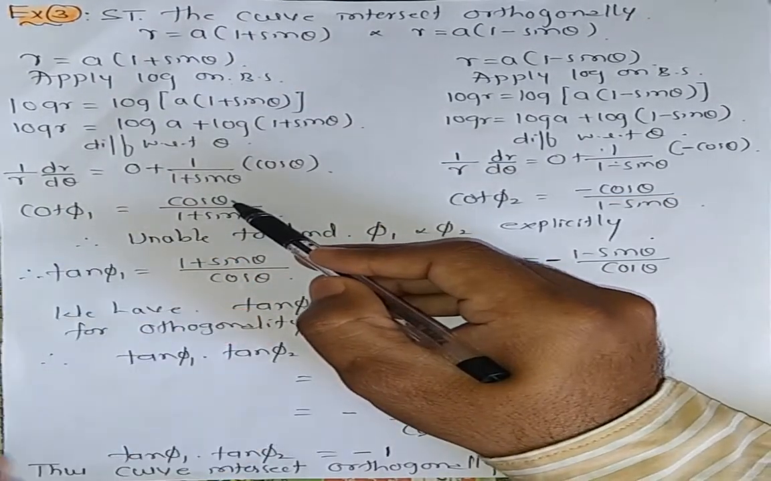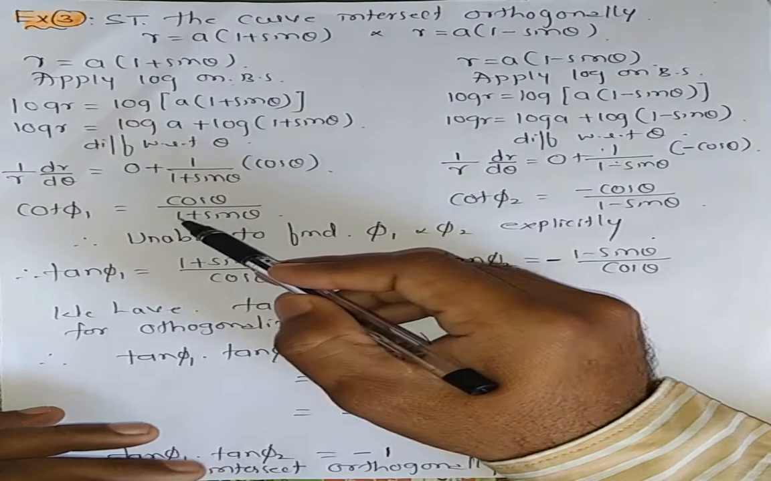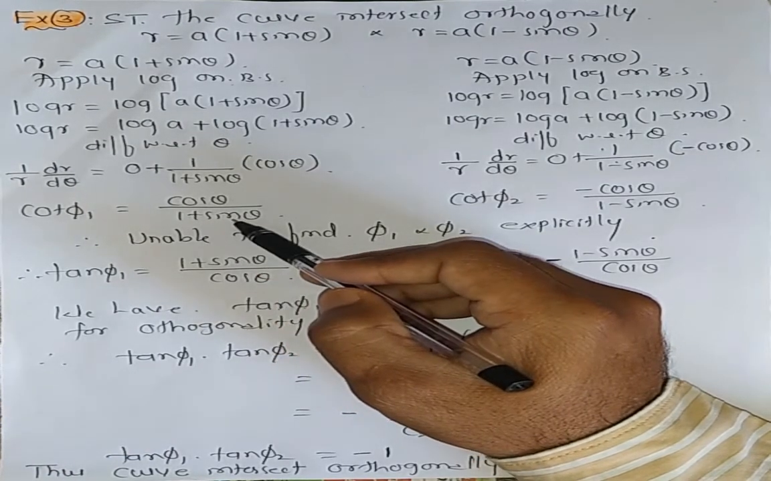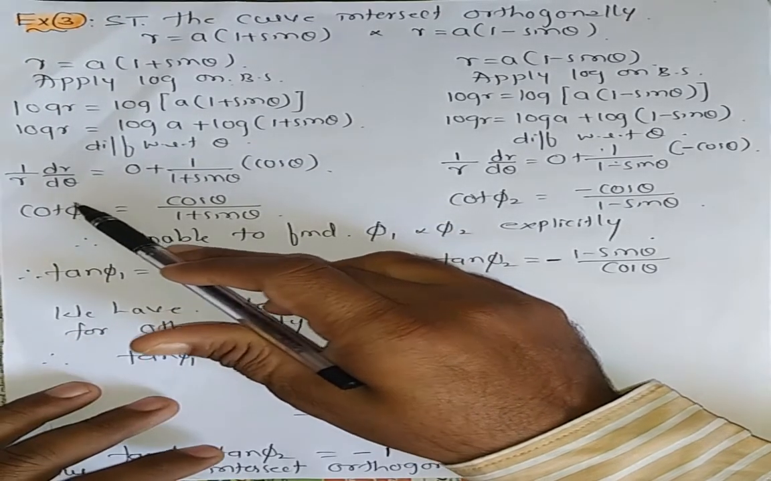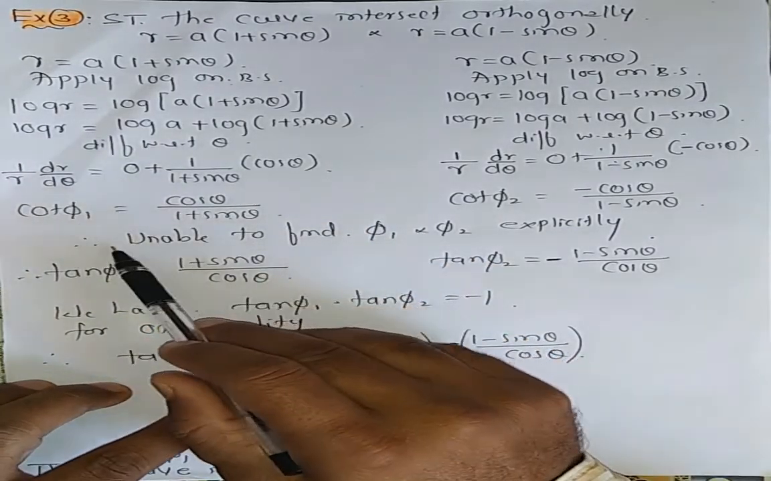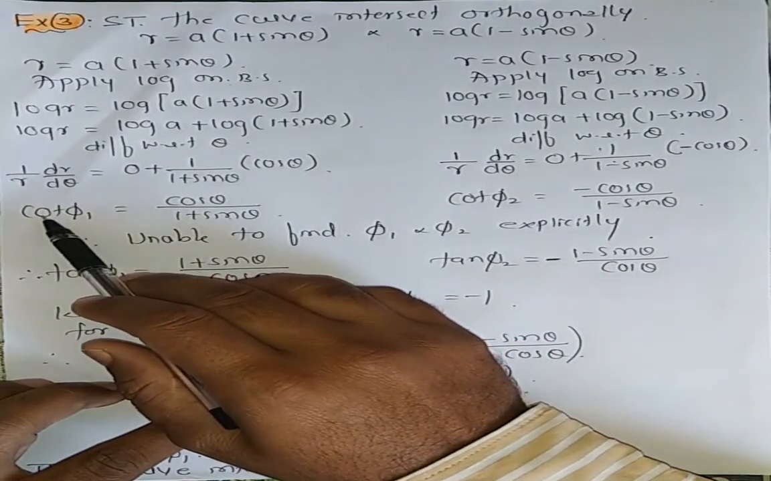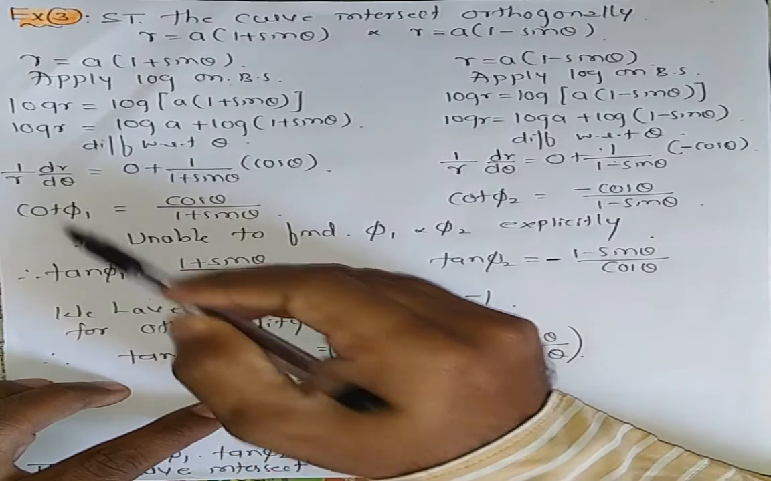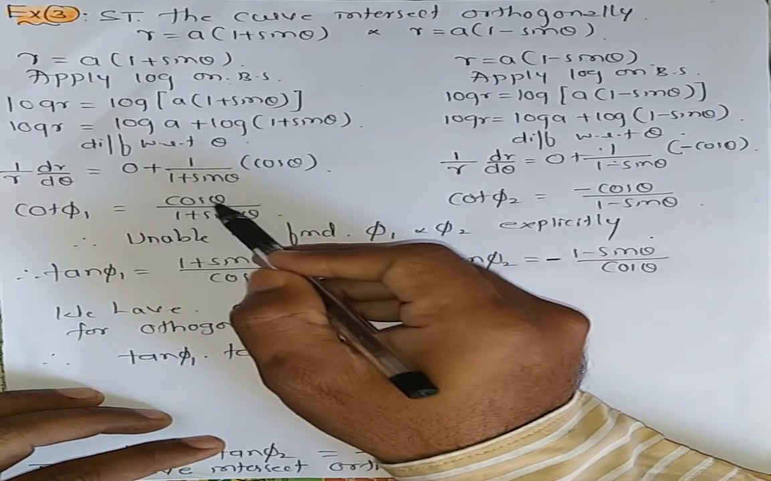Is there a formula for the cos function? There is no such formula in trigonometry for cos θ, or for an expression of the form 1 + sin θ. So it is unable to find φ1 directly. Therefore, you cannot find φ1 and φ2 explicitly, so you convert cot φ1 into tan φ1. That means you take the reciprocal: the numerator goes to the denominator and the denominator comes to the numerator.